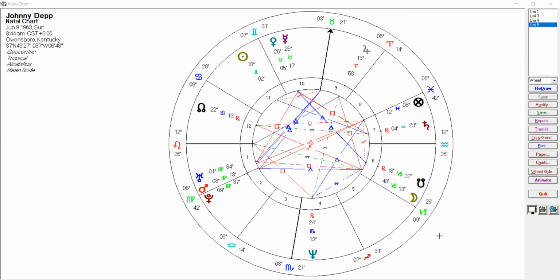So one of the first things I think is interesting is look at how the Mars is opposing the part of fortune. Right. So there's anger issues with this person.